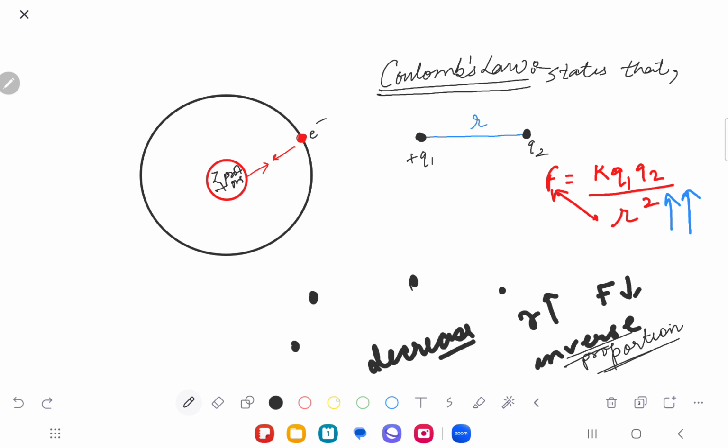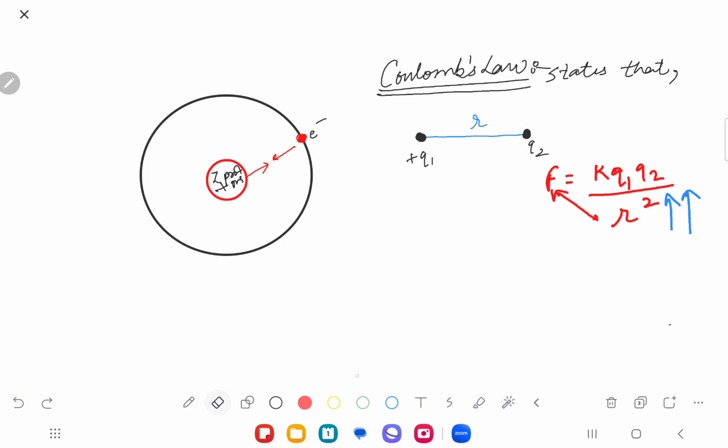Are you understanding my point? Yes. So, what is the concept? When we are talking about the inverse proportion, what does it say? That the more the charges, or the more the value of the product of the charges, the more the force.